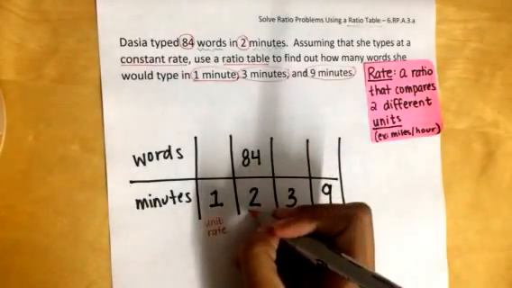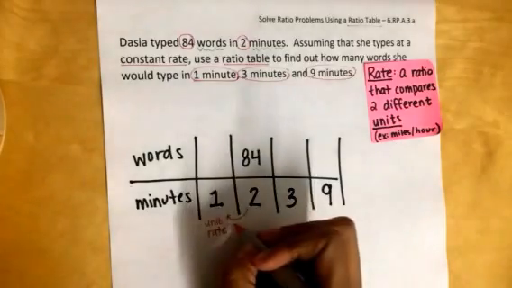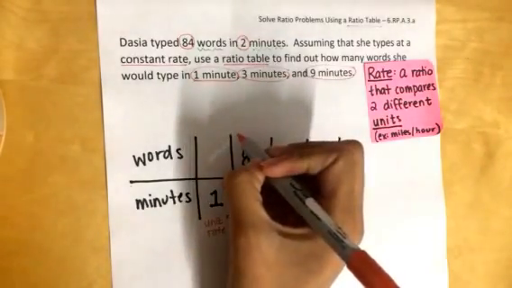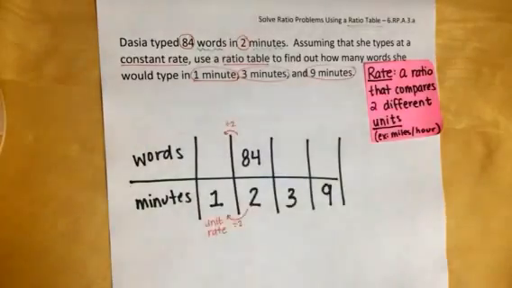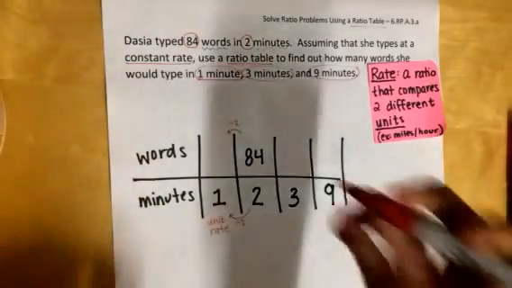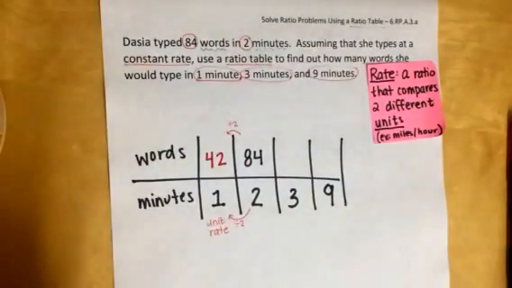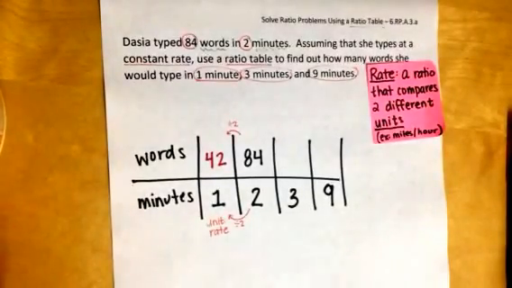Let's think. How do I go from 2 to 1 using multiplication and division? Divide by 2. So that means I'm going to do the same thing to the top, and I'm going to divide 84 by 2. 84 divided by 2 is going to give me 42. So Deja types 42 words in 1 minute. That is her unit rate, 42 words per minute.